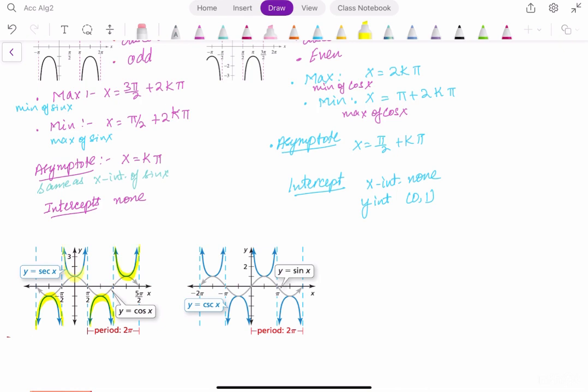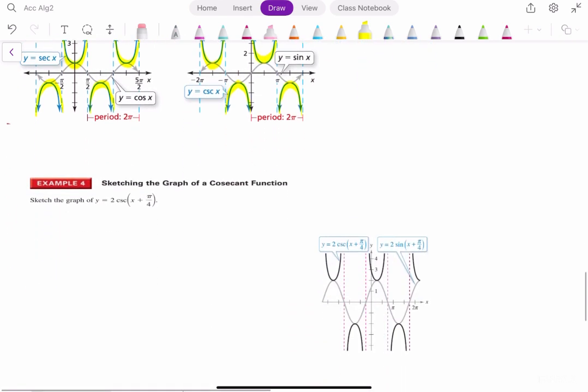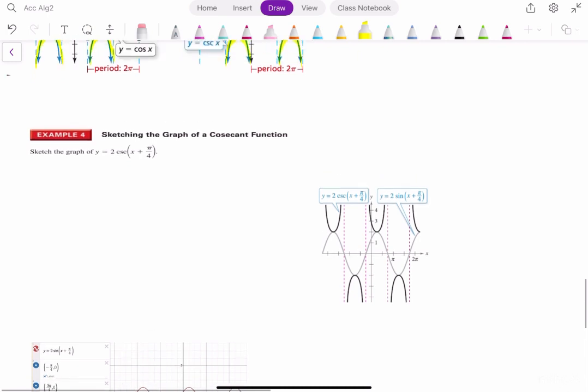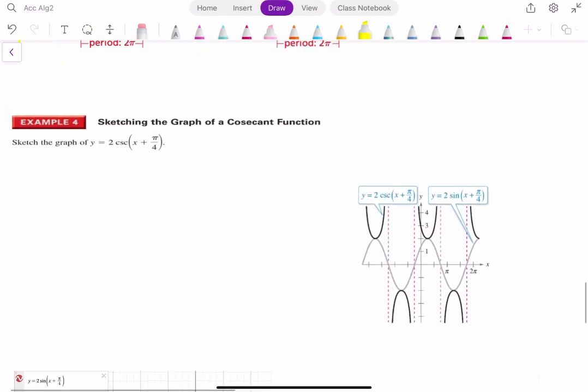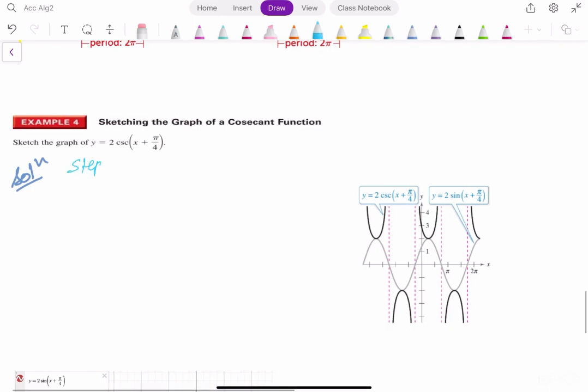Even though the sine function has intercepts, they are not on the max and min. So the intercept for the secant function is at the max of the cos function. Let's take one example. And as I said earlier, to graph the cosecant or secant function, we need to first graph their reciprocal, because we know how to graph the sine and cos function. So the first thing is, first graph the sine function. So we will change this function into a sine function.